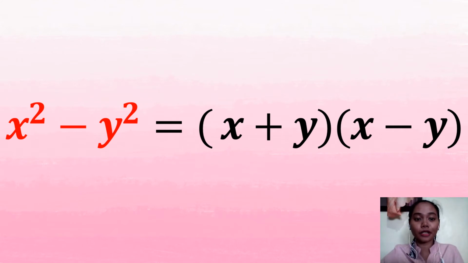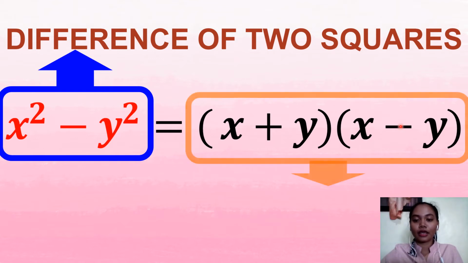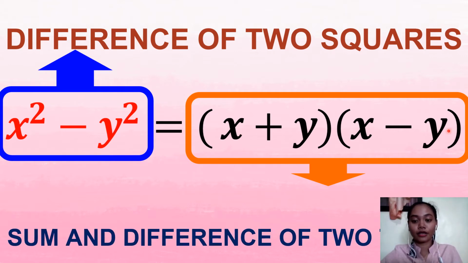So here is the pattern. You always remember this one. X squared minus y squared has the following factors of x plus y and x minus y. This is the sum and difference of the terms. So x squared minus y squared is the difference of two squares. That's the term for it. And the binomials x plus y and x minus y are called the sum and the difference of two squares.